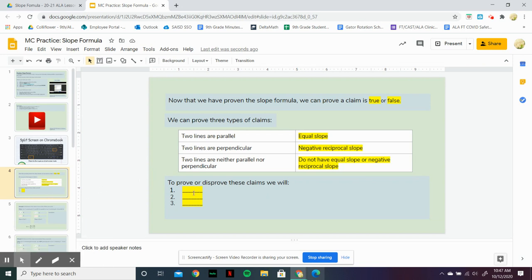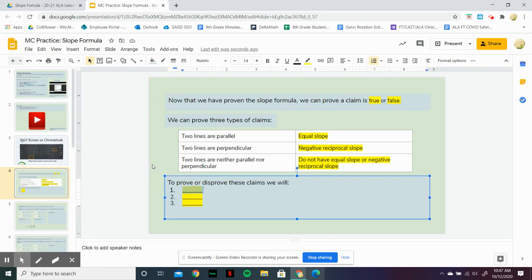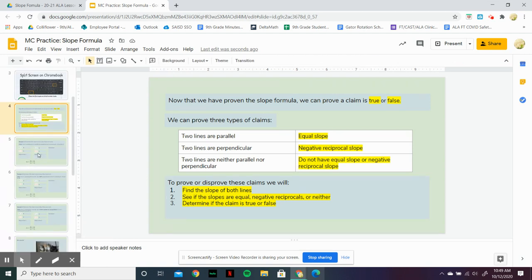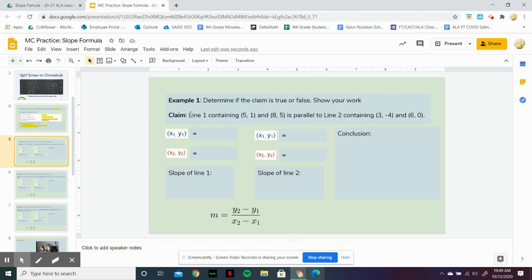So to prove or disprove these claims, there are three steps. The first thing we need to do is find the slope of both lines. The second thing we need to do is see if the slopes are equal, negative reciprocals, or neither. And once we know that, then we can determine if the claim is true or false. So let's look at some examples of this type of problem.